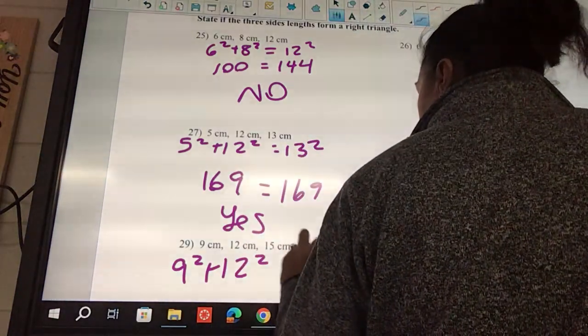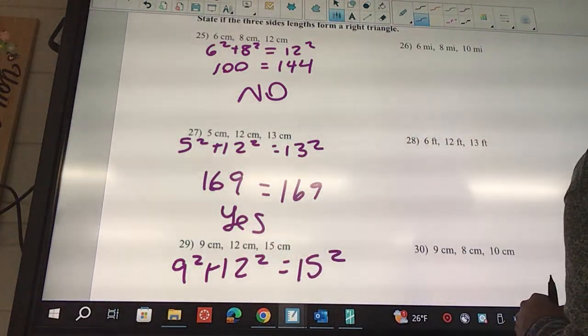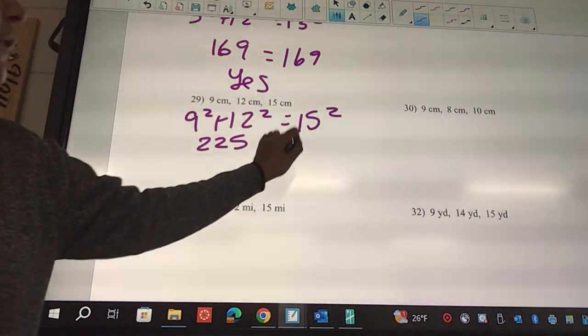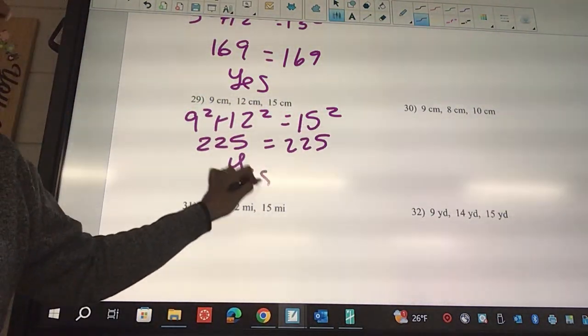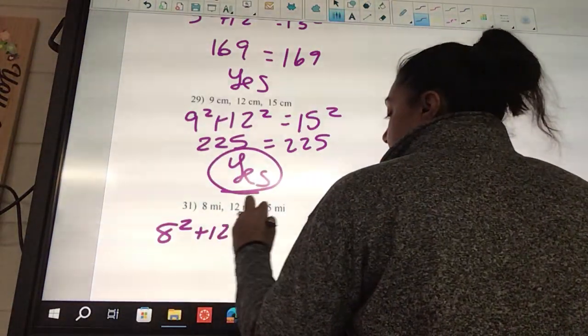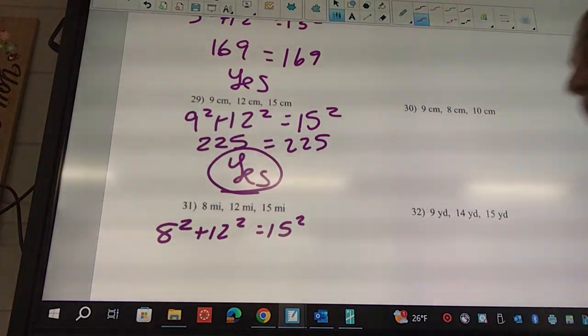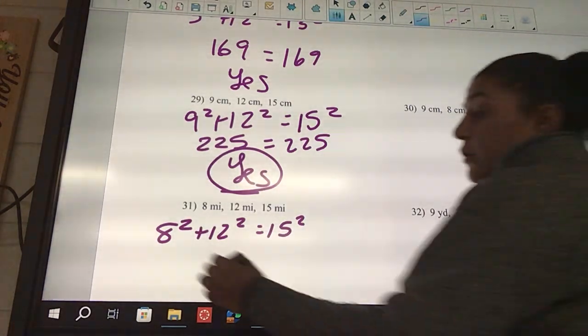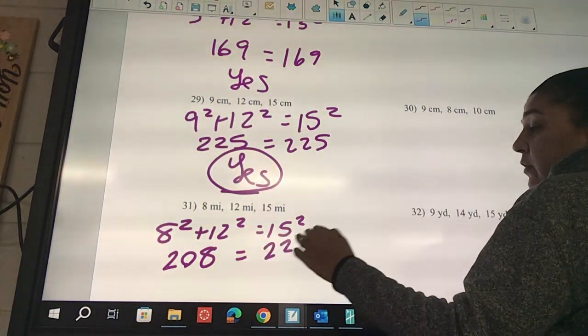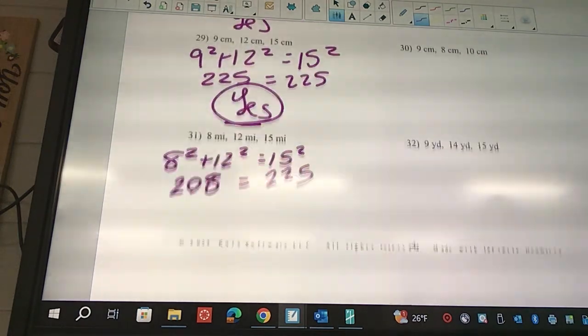Okay, 29, I'm going to get 9 squared plus 12 squared equals 15 squared. 225. And 15 squared is also 225. So this is going to be a yes. Okay, last one, I'm going to get an 8 squared plus 12 squared equals 15 squared. 208? Yeah. And 15? 225. So is that a right triangle? No.